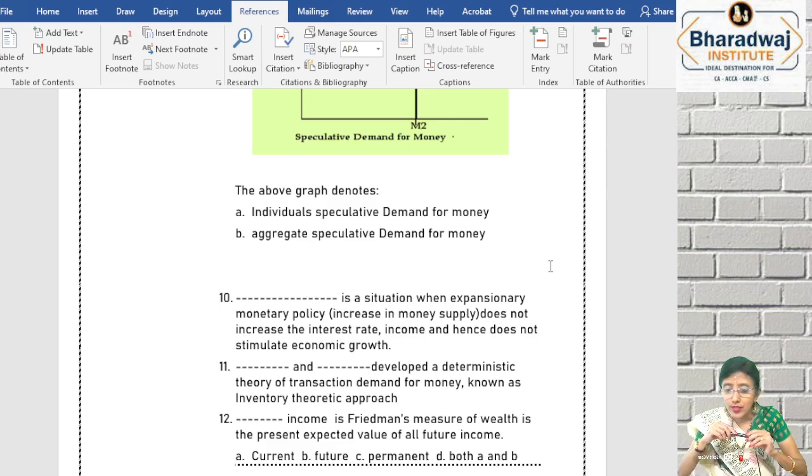Then in post-Keynesian, I've asked you, see, Dash and Dash developed a deterministic theory of transaction demand for money known as inventory theoretic approach. My dear students, in QTM, first three theories, that is cash balance, cash transaction, that is transaction, precautionary, speculative motive. Motives themselves you have to read. Post Keynesian, read the name of the theory, who gave the theory, what is that they say on money. That's more than enough. That's what they're asking.